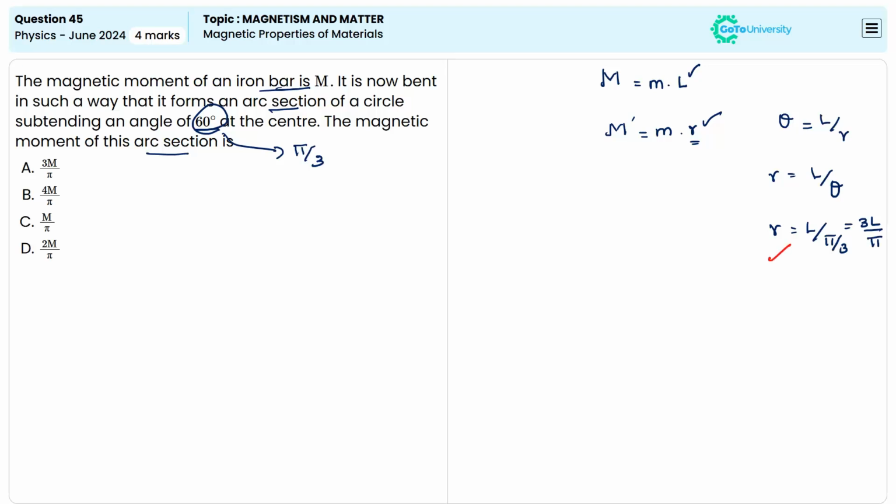Now we have a value of r, so let us calculate the change in the magnetic moment. The magnetic moment will be equal to m times 3L divided by pi. Here m times L represents the magnetic moment of the iron bar, so we can write this as M times 3 divided by pi. So the change in the magnetic moment, or the magnetic moment of the arc section, will be equal to 3M divided by pi. So the correct answer for this question is option A.